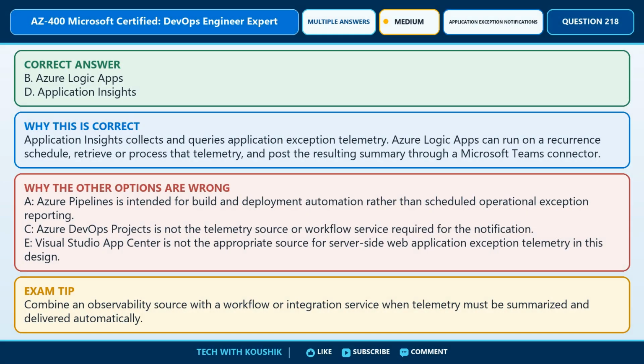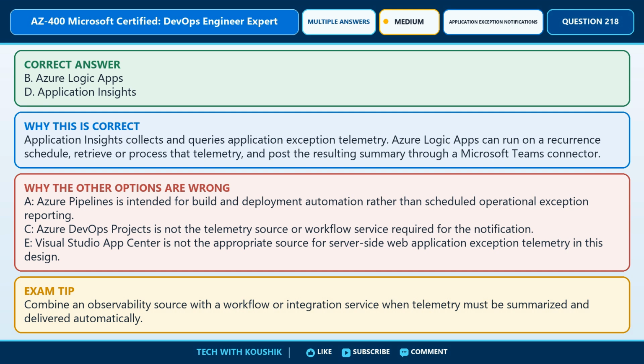The correct answers are Option B, Azure Logic Apps, and Option D, Application Insights. Here's why. Application Insights collects and queries application exception telemetry. Azure Logic Apps can run on a recurrent schedule, retrieve or process that telemetry, and post the resulting summary through a Microsoft Teams connector. Why are the other options not correct?